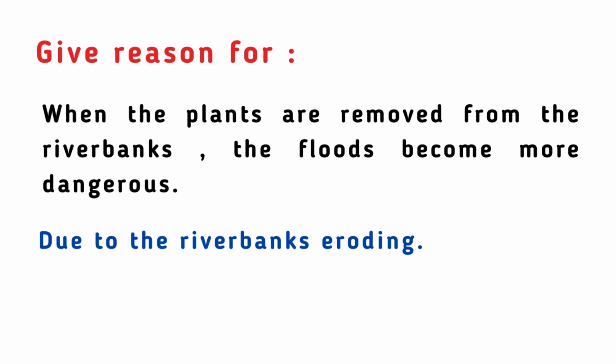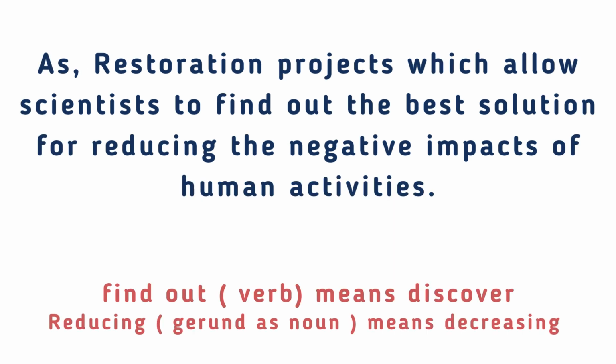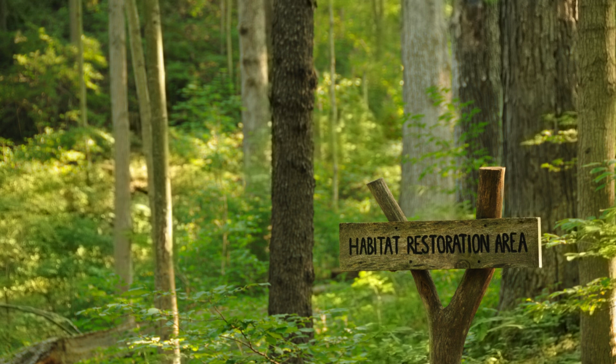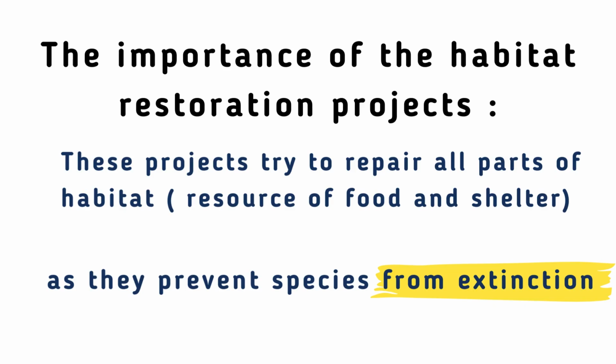So now we will talk about some ways to restore the habitats which lead to a healthy and balanced ecosystem. So we will see restoration projects. What are restoration projects? Those are projects that allow scientists to search for the best solution to reduce the damage in the habitat, to reduce the negative impacts of human activities. The scientists search for solutions for these problems that happen to the habitat. So what is the importance of habitat restoration projects? These projects try to repair all parts of the habitat, which is a resource for food, shelter, and water for the living organisms that live in these habitats, as they prevent species from extinction.